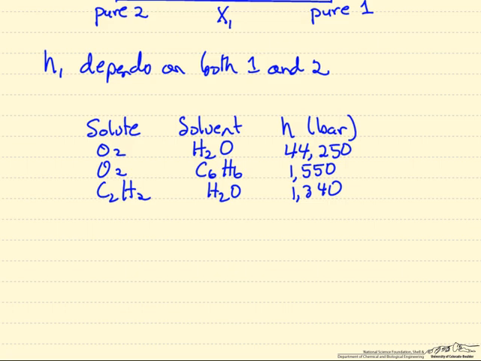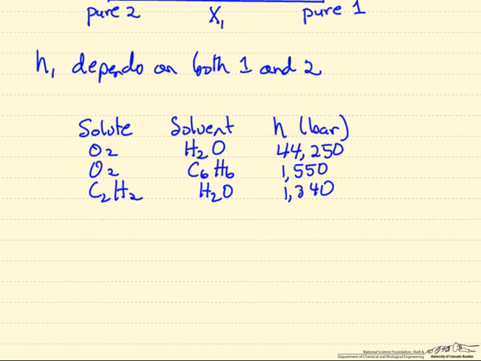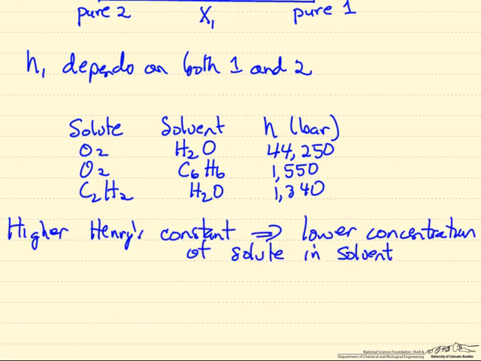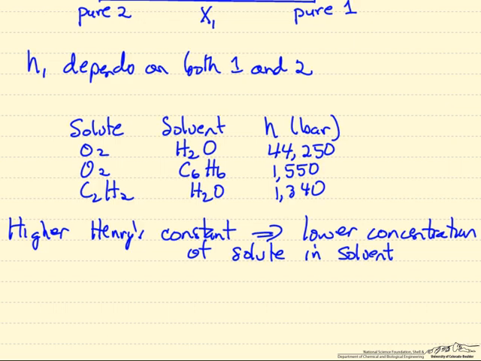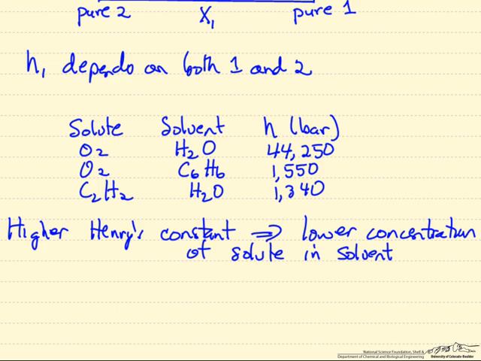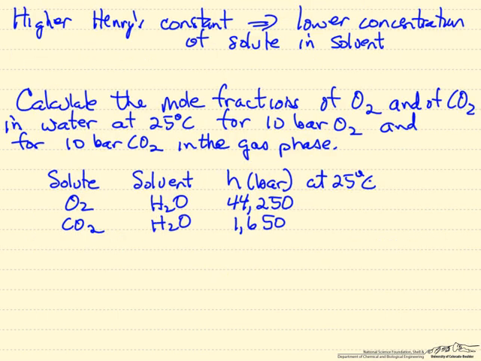A higher Henry's constant is going to correspond to a lower concentration in the liquid phase. Higher Henry's constant means a higher fugacity of the solute, a higher escaping tendency, for example, to go into the gas phase. So higher Henry's constant, lower concentration. Now we can use Henry's constants to calculate what the mole fraction would be, and we'll just look at a simple example here.